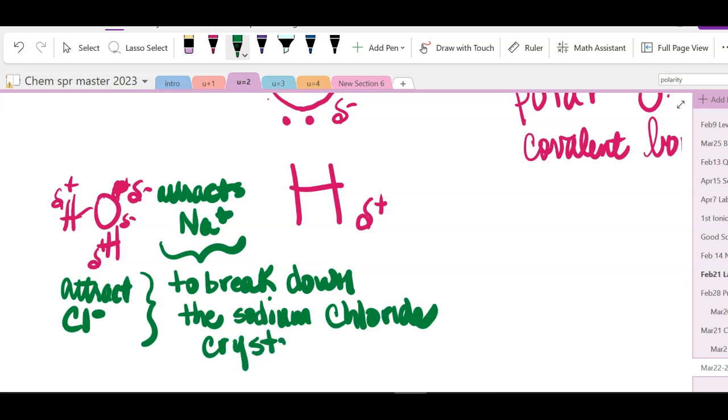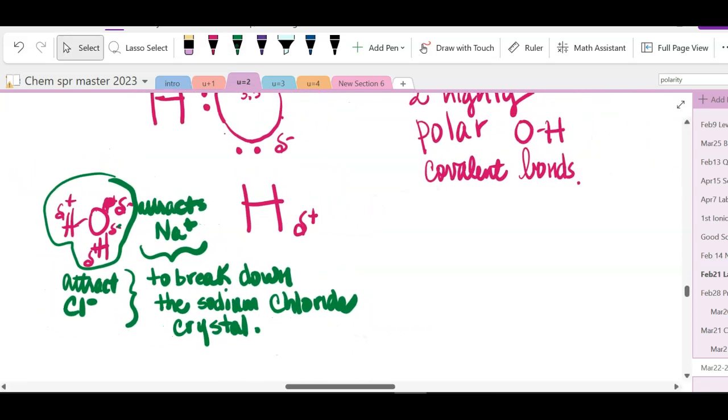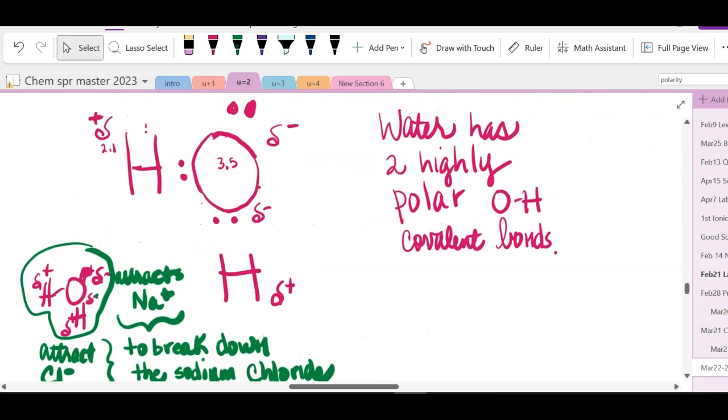Do you remember that now? And how I said I would explain that to you later? So when I do it like this, it looks kind of messy, doesn't it? But the same idea applies, that some sides of the water molecule are positive and some sides of the water molecule are negative. Oxygen side is going to be negative. Hydrogen sides are going to be positive. So that's what gives water some of its unique polarities.